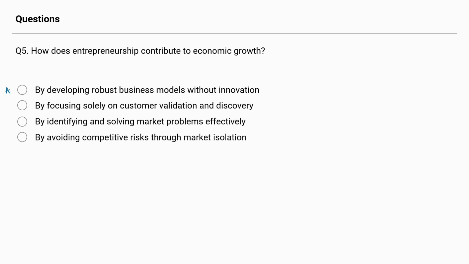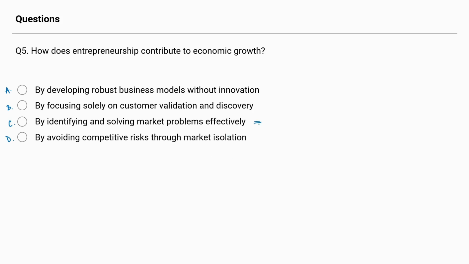Okay, so option A is by developing robust business models without innovation. Option B says by focusing solely on customer validation and discovery. Option C says by identifying and solving market problems effectively. And option D is by avoiding competitive risk through market isolation. Okay, interestingly, the only option which I am seeing in the response section is option C.